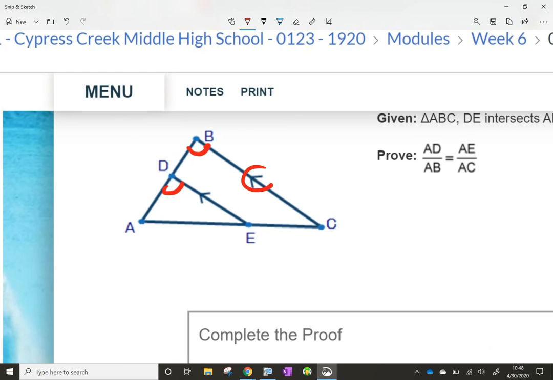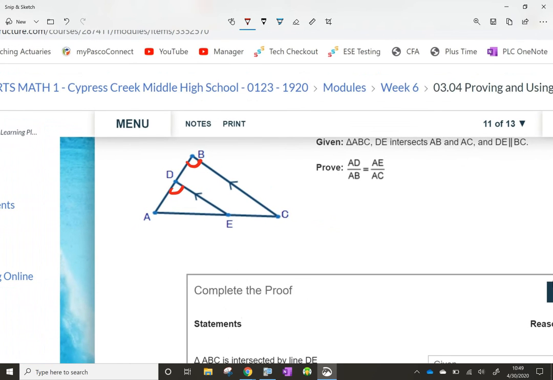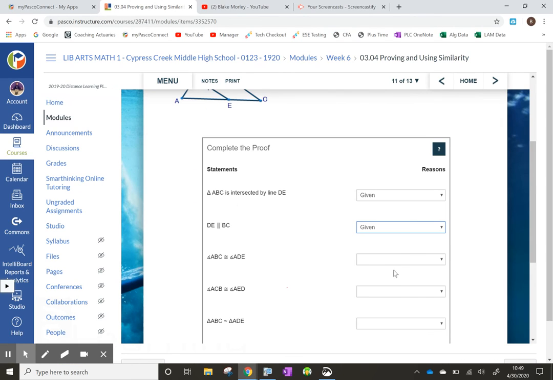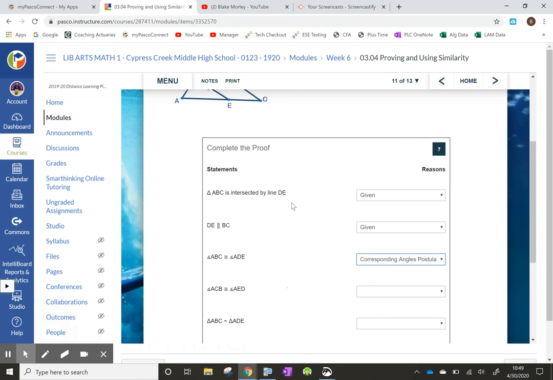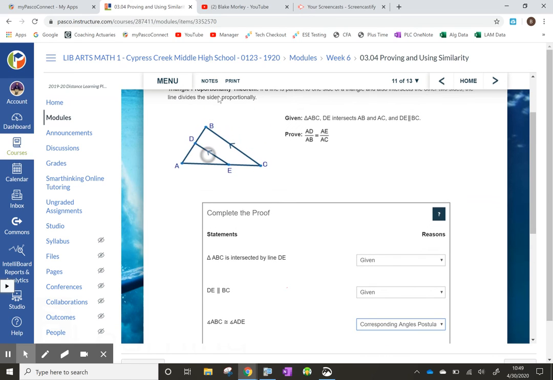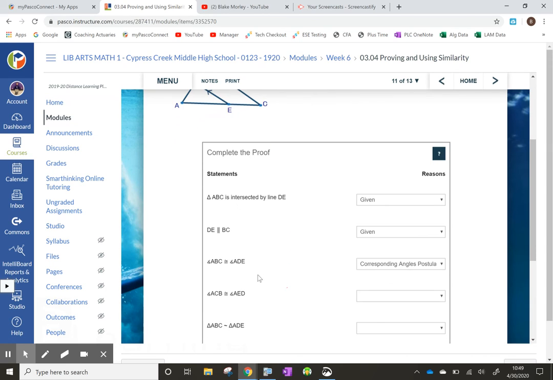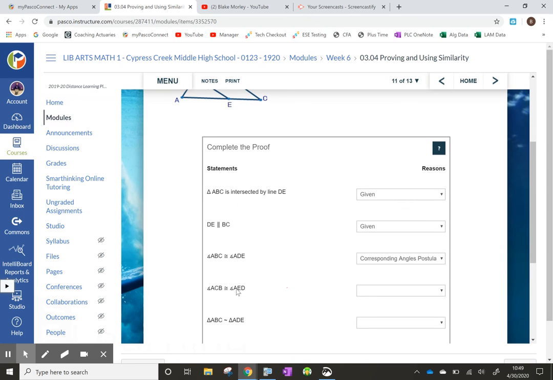And because these two lines are parallel, that's true. But the reason why that's true is based on the fact that they are corresponding angles. So corresponding angles postulate. You know, we've talked about this before, that angle D for the small triangle is corresponding with angle B in the big triangle because they are essentially pairs. They are matching angles just in different triangles.